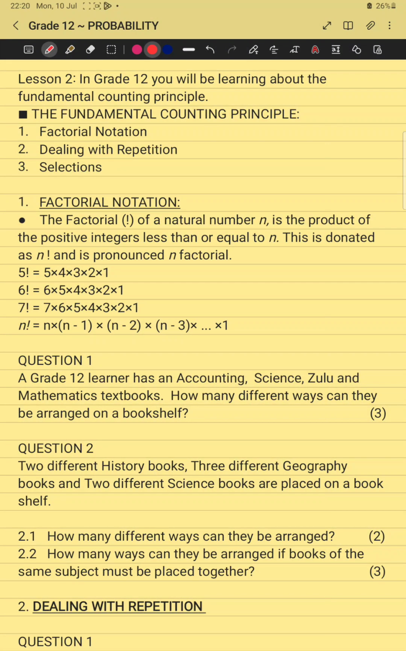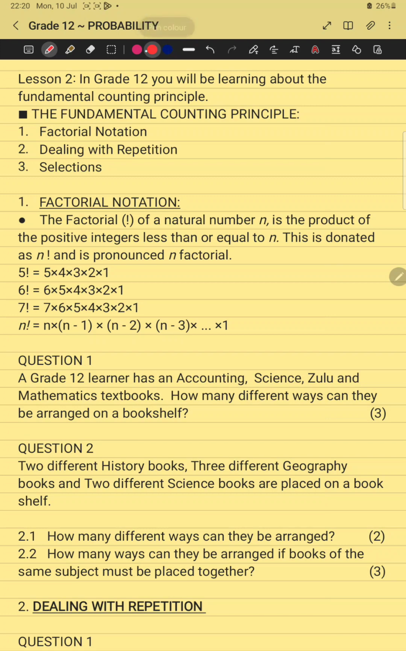Everyone, today we'll be focusing on the fundamental counting principle. This is lesson 2 and this is an additional topic in grade 12. You haven't done this part in grade 11. Now you will understand each topic here as we'll be answering the following questions.